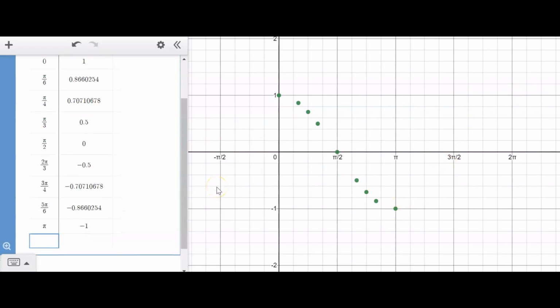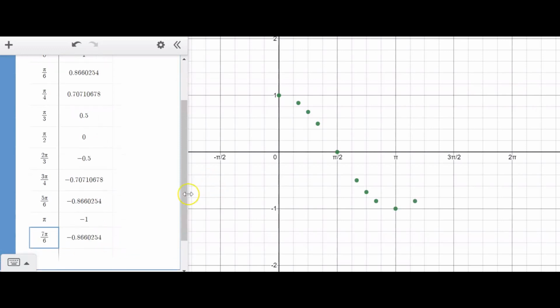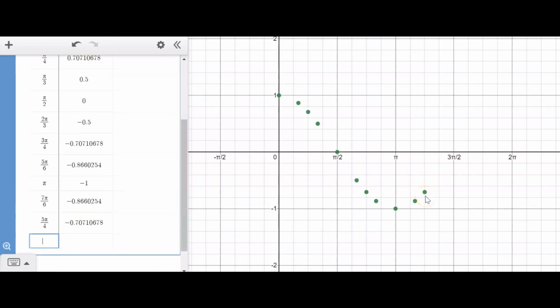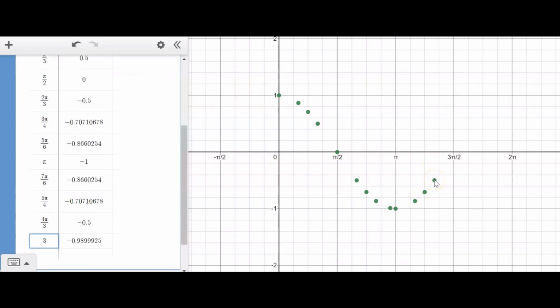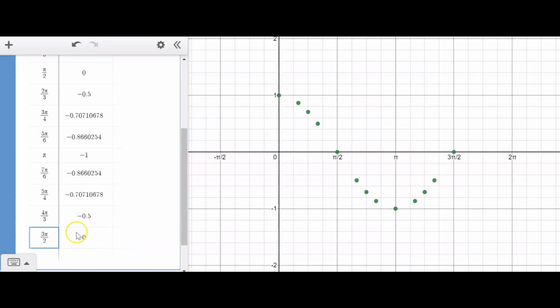Now let's move on to 7 pi over 6. Okay, again, we have negative square root of 3 over 2, which is -0.866. That's this point right here. Then at 5 pi over 4, we're going to see the same thing as this over here, negative square root of 2 over 2, only it's going to be right over here. Okay, so 5 pi over 4. And then we're going to go to 4 pi over 3, which will give us -1/2. And then, of course, at 3 pi over 2, we'll have 0. So we have 3 pi over 2 and 0. So we curved from 1 down to 0, then 0 down to -1, then from -1 up to 0.